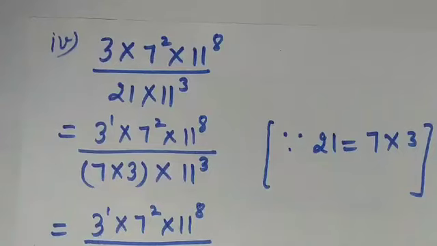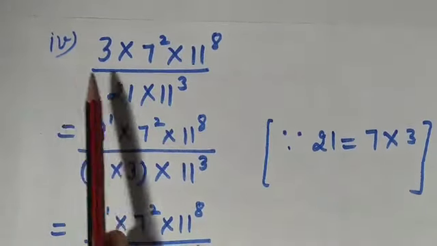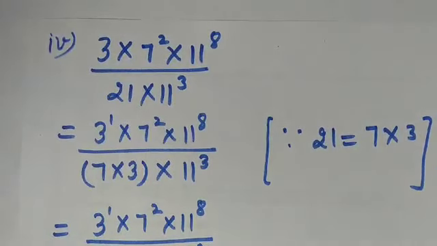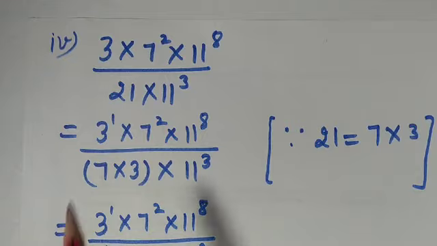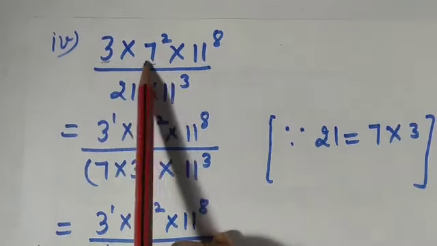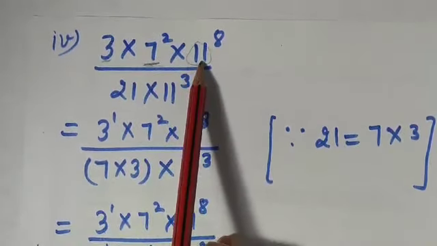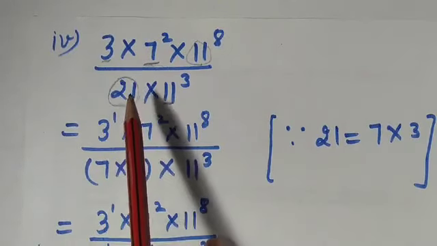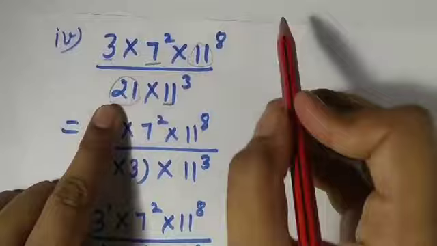Now let us discuss part 4. We have this expression given and we have to simplify and give the answer in exponential form. So again, first step, you have to express each number in the powers of prime. This is already a prime number, this is already a prime number, this is also a prime number. Now come to this. This is not a prime number, so I have to take the prime factorization of this.